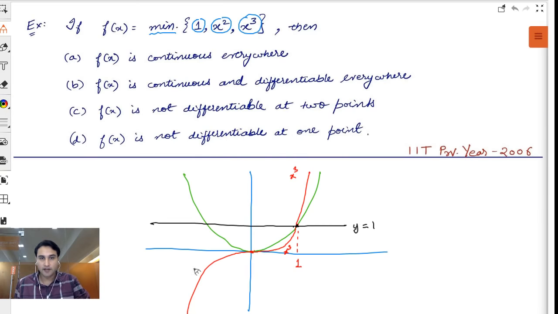Green, black, red, which one is lowest? This shaded portion is lowest. Between black, green, red, which one is lowest? X cube wala graph is lowest, between 0 to 1. Agree? Then red, green, black, which one is lowest? The black one is lowest beyond x equal to 1.